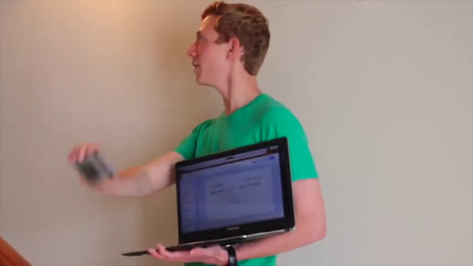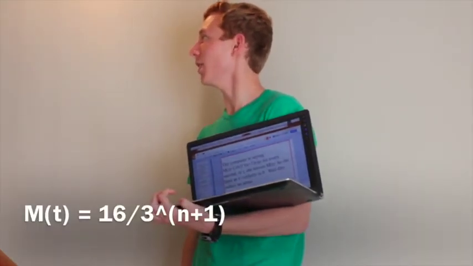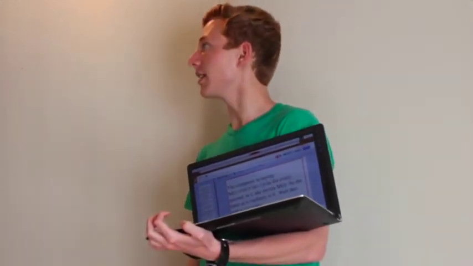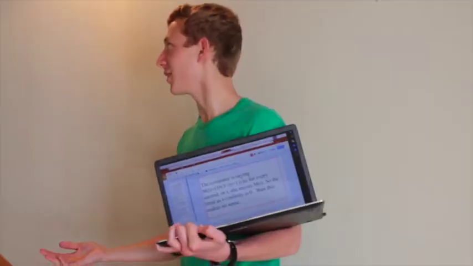Can we use calculus? We can use this motion detector to find a function that models her movement. Okay, so what's the function? The computer is saying M(t) equals 16/3 to the n plus 1. So for every second t, she moves M(t). So the limit as t approaches infinity is 0. Wait, this makes no sense. Since the function is the distance she moves every second, not the total distance traveled, we need to do a summation. A summation?